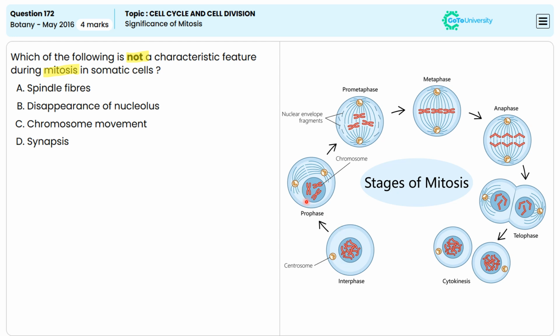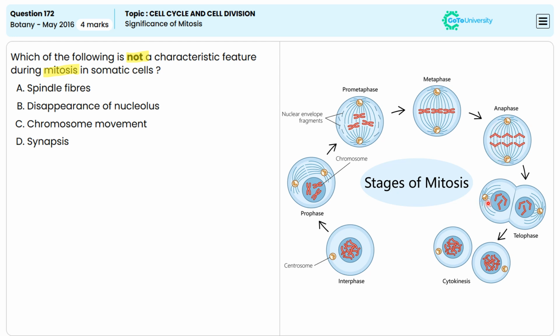Next is the prophase, where the chromosomes condense, the nuclear envelope breaks down, and the spindle fibers form. Now, coming to the metaphase, here the chromosomes align at the cell center, that is the metaphase plate. And next, in the anaphase, the sister chromatids are pulled apart to opposite sides of the cell.